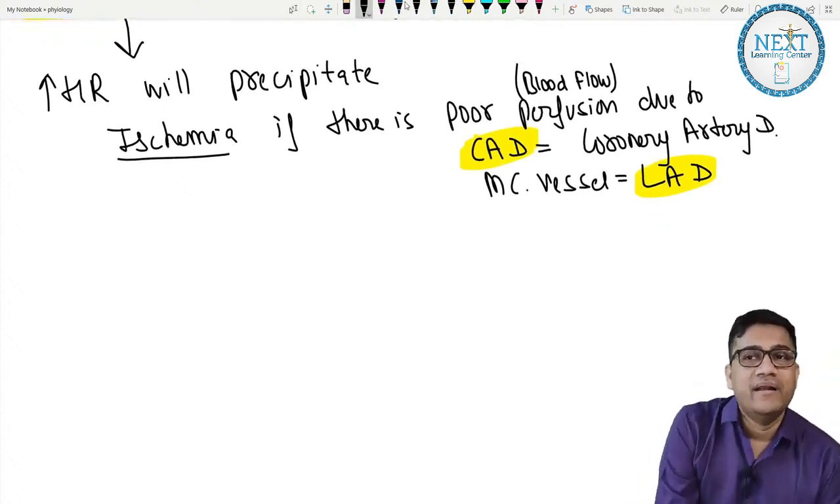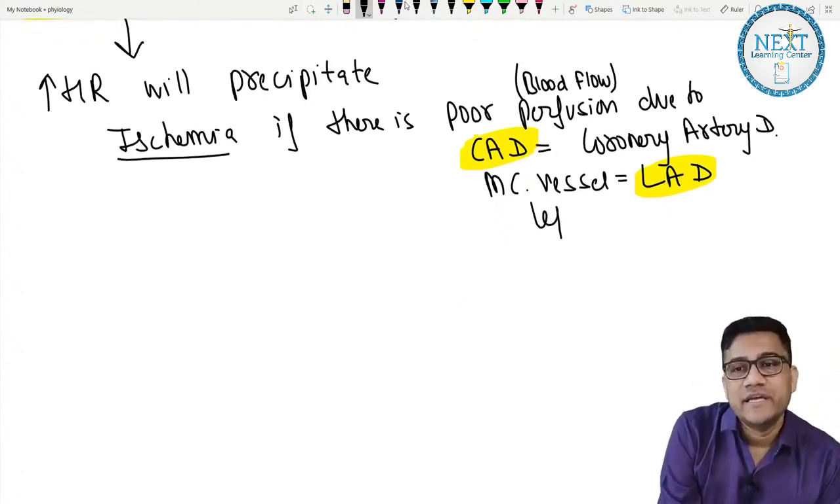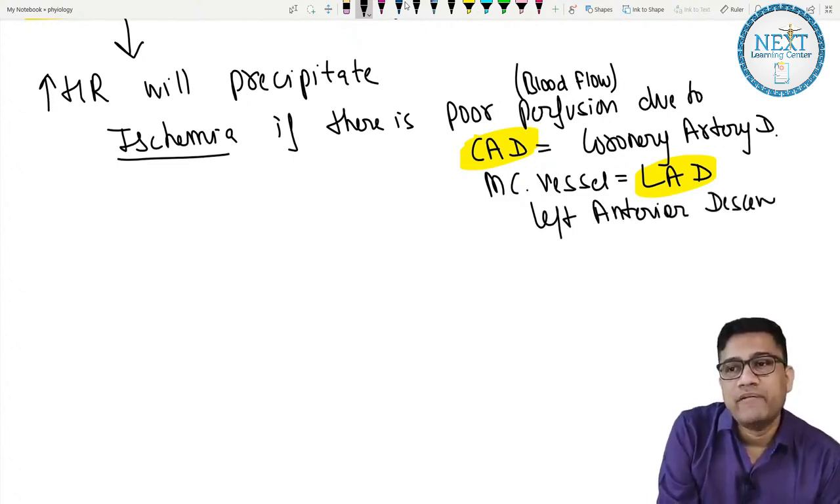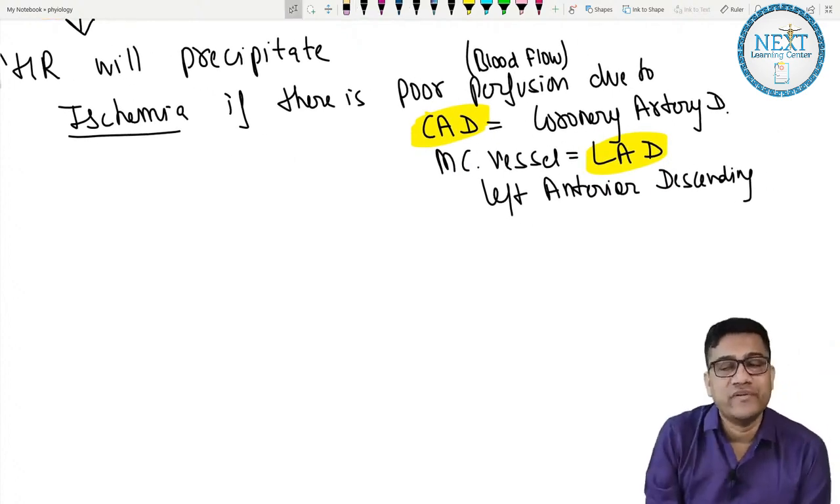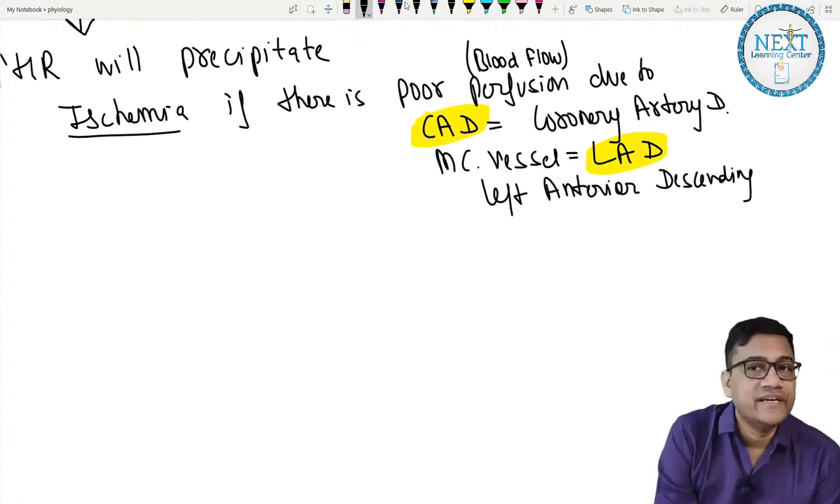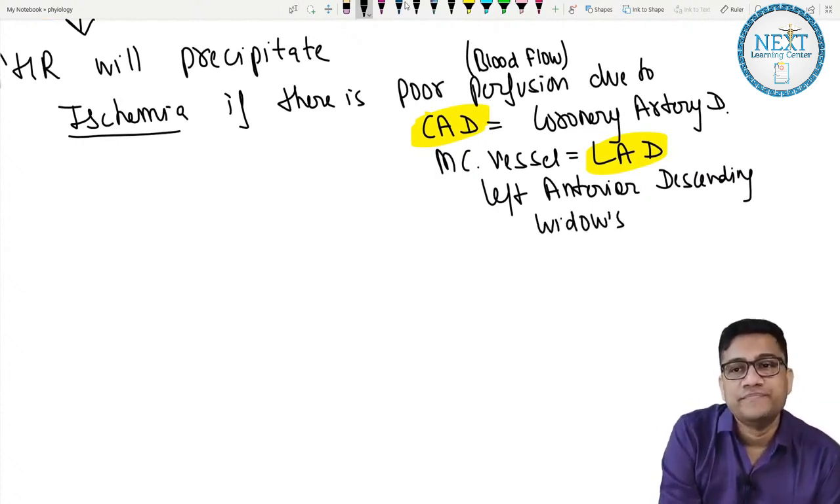So LAD-CAD, what is LAD? It is left anterior descending. So what does it supply? The IV septum and almost 40% of the left ventricle. So very important. Left anterior descending, LAD, is also called the widow's artery. Why widow's artery?